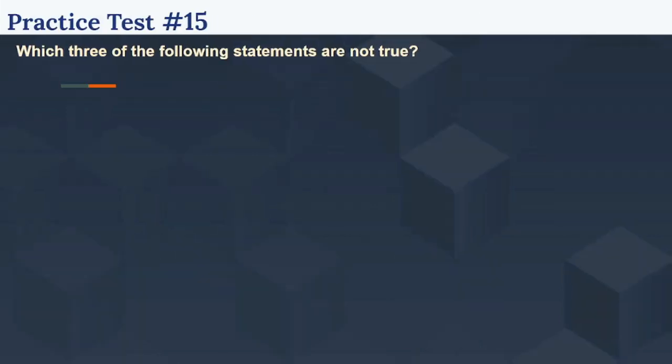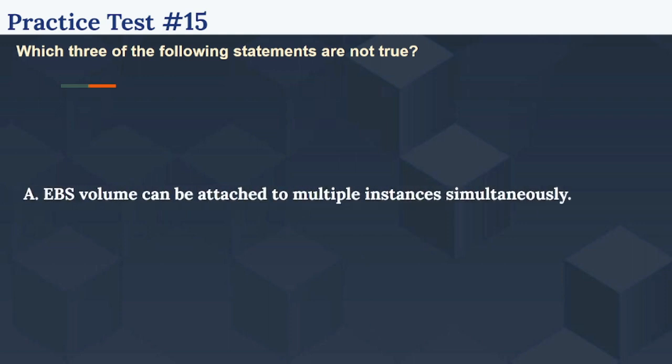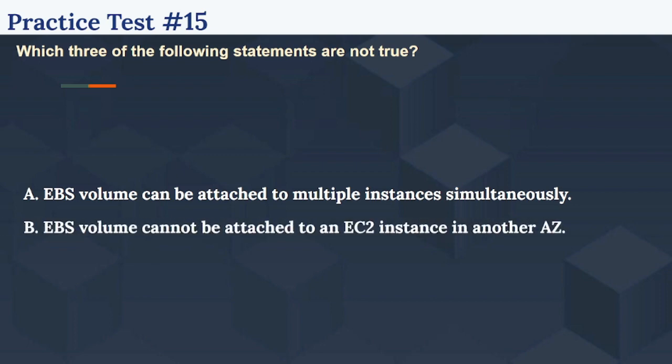So the 15th question is, which three of the following statements are not true? So the options are: Option A. EBS volume can be attached to multiple instances simultaneously. Option B. EBS volume cannot be attached to an EC2 instance in another AZ. Option C. EBS volumes are ephemeral.